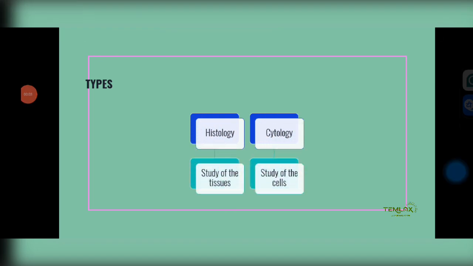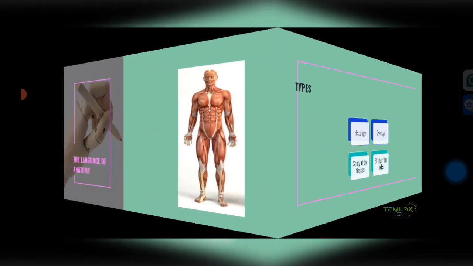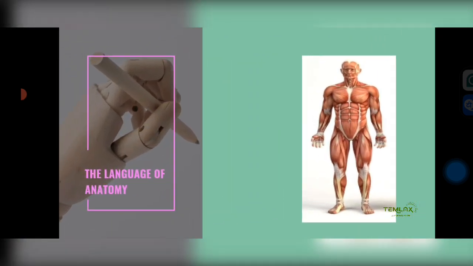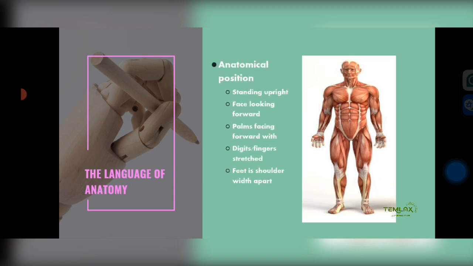So moving on, we will be looking at the language of anatomy. Early anatomists found anatomical description hard due to the various positions that the human body could take. Therefore, there was a need to create a standard position as reference, which we call the anatomical position. And this is the anatomical position that we're looking at. Standing upright, the face forward and palms forward as well. The feet are parallel and shoulder width apart.